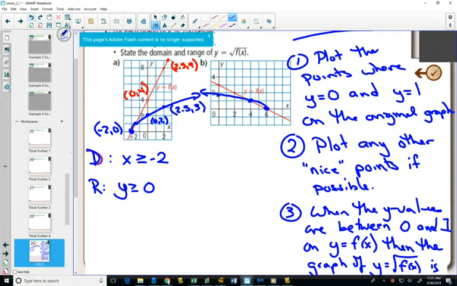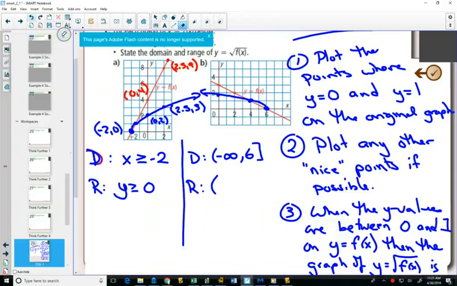In example A, I used set notation. In example B, I'll use interval notation, just to remind you of that. In interval notation, our domain would go from negative infinity to 6 and include 6, and our range, smallest value is 0 and goes to infinity.